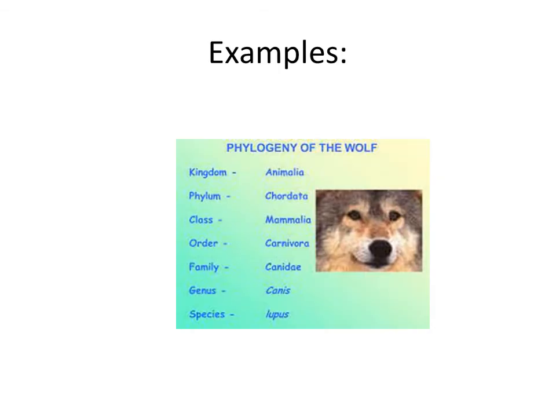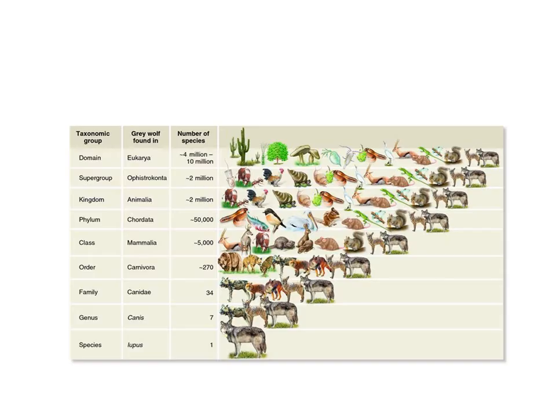And here is an example, the taxonomic position of the wolf: species lupus, genus Canis, family Canidae, the dogs, order Carnivora, these are carnivores, class Mammalia, the mammals, phylum Chordata, the vertebrate animals, and kingdom Animalia. Here is another scheme of the taxonomic position of the wolf, and higher taxa are mentioned also.